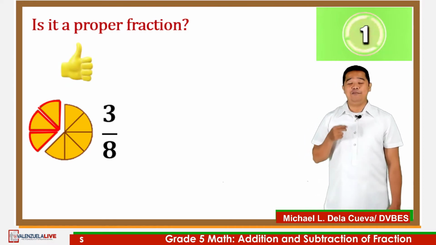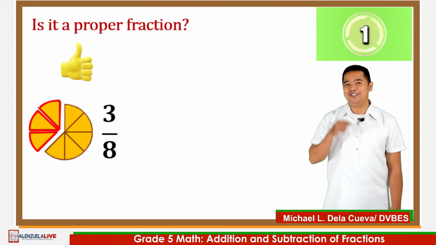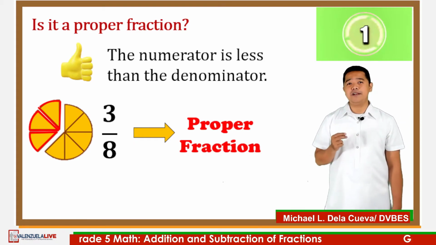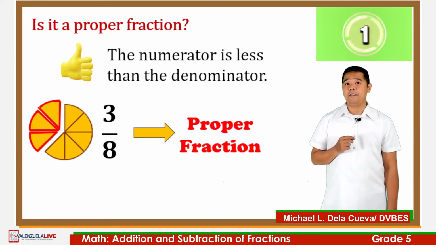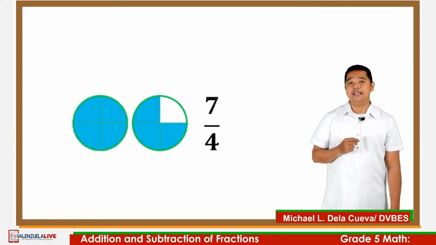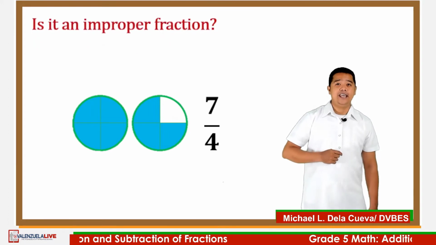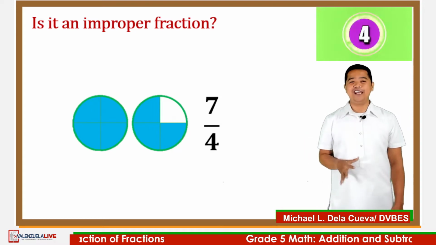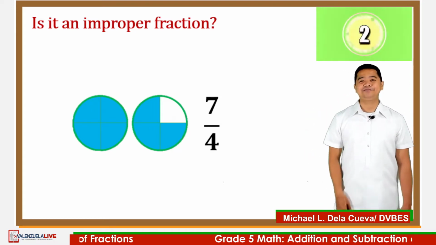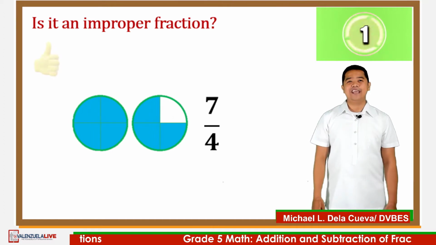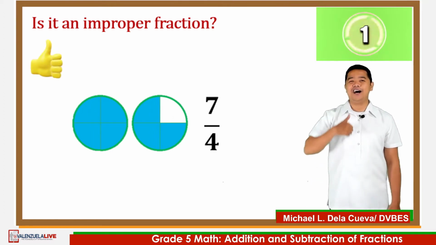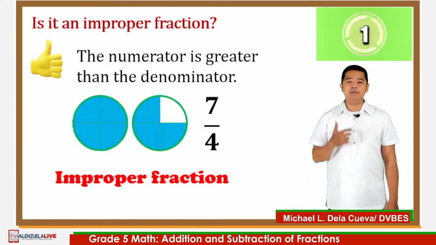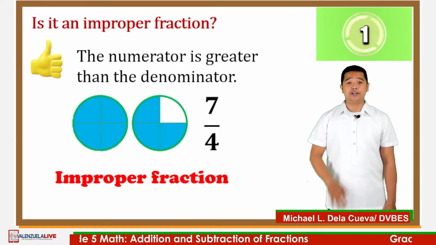Okay. If you clicked the thumbs up button, then you got it right. 3/8 is a proper fraction because the numerator is less than the denominator. And how about the second one, 7/4? Is it an improper fraction? Okay, you have 5 seconds. Is it thumbs up or thumbs down? Very good. The answer is thumbs up, because 7/4 is an improper fraction because the numerator is greater than the denominator.